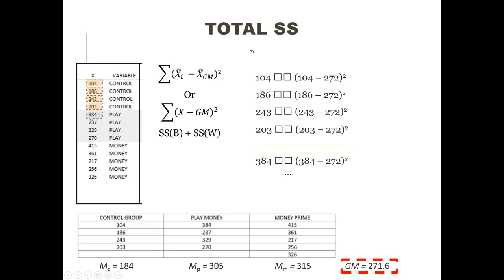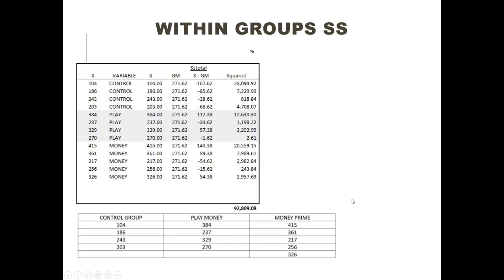I do the same thing for all of the data points, regardless of what condition they're in. So I take 384 minus 271.6 all through 415 minus 271.6, and so on. And if I add up all of the squares of those deviances for those individual data points from the grand mean, I square them and I add that column up, I should get 92,809.08. So here you can see all of the calculations all laid out so you can check your work.